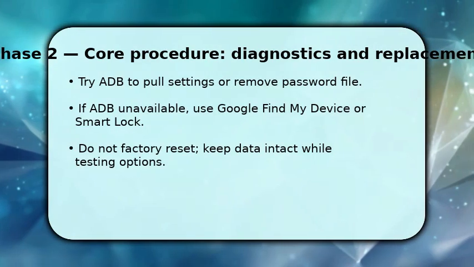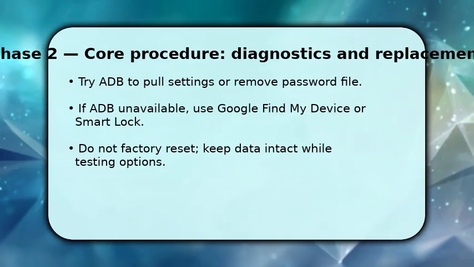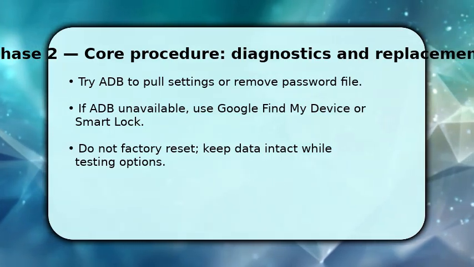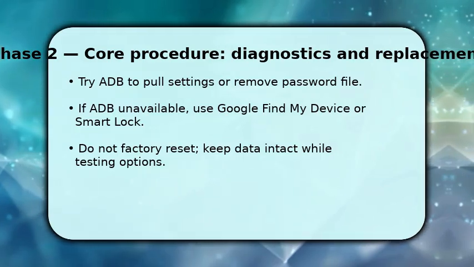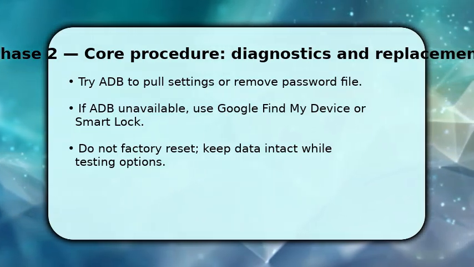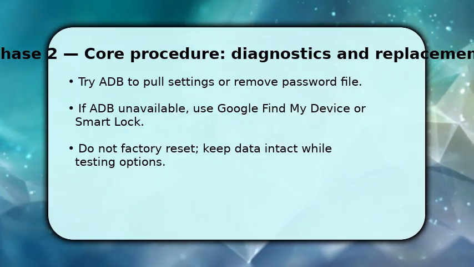Now you execute the middle steps. If USB debugging is active, use ADB to access /data/system and remove the lock screen files. This temporarily unlocks many devices. Once removed, reboot and set a new lock.